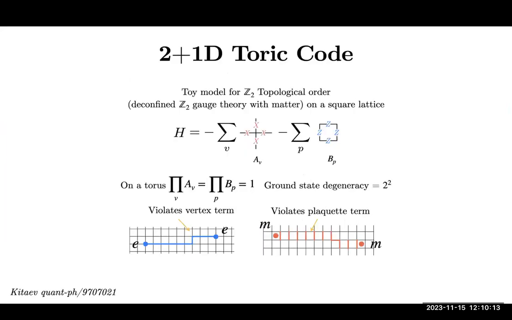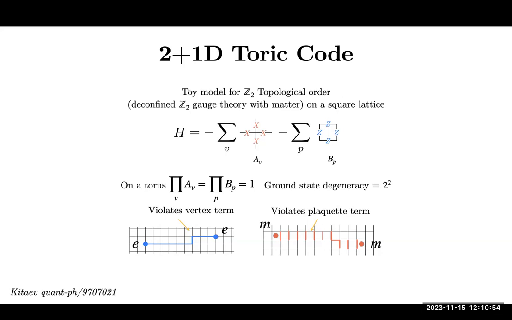The simplest one is the so-called Z2 toric code, which is the toy model for Z2 topological order. The Hamiltonian, just to get everyone on the same page, is composed of a vertex term and a plaquette term. For each vertex term, you put all the Pauli X's around a vertex, and for every plaquette term, you put Pauli Z's around the plaquette. These terms always commute. On the torus, the product of all the vertex terms and the product of all the plaquettes are each 1, which gives a ground state degeneracy of 2 to the 2 on the torus.